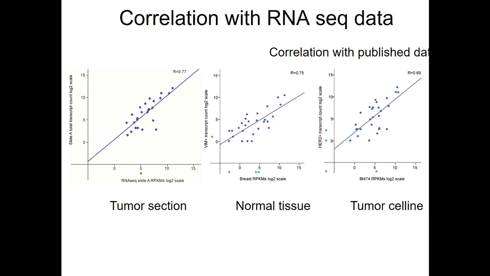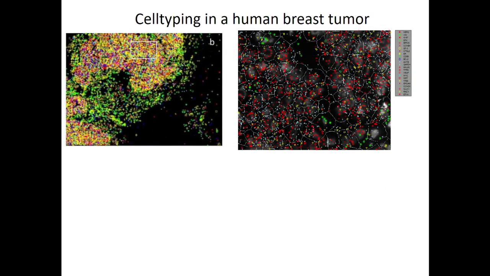If we look at the vimentin positive cells in our data, we got the best match with the normal breast tissue that we found in the databases. And for the HER2 positive cell population, we got the best match with a breast cancer-derived cell line. So there are a number of things one can use this kind of data for.